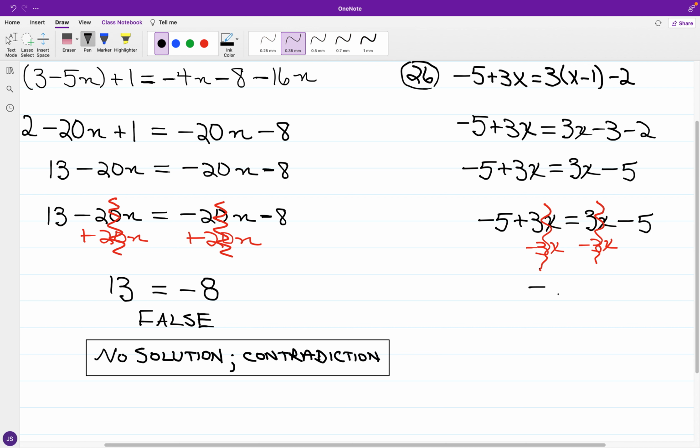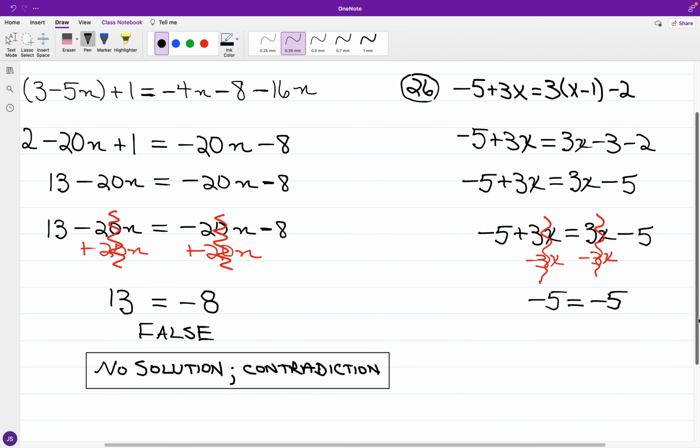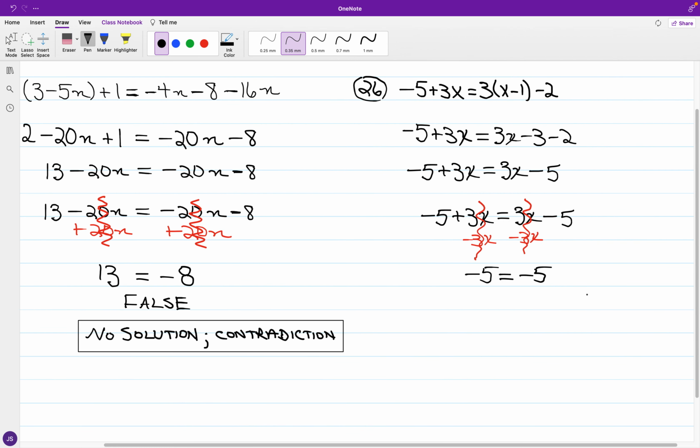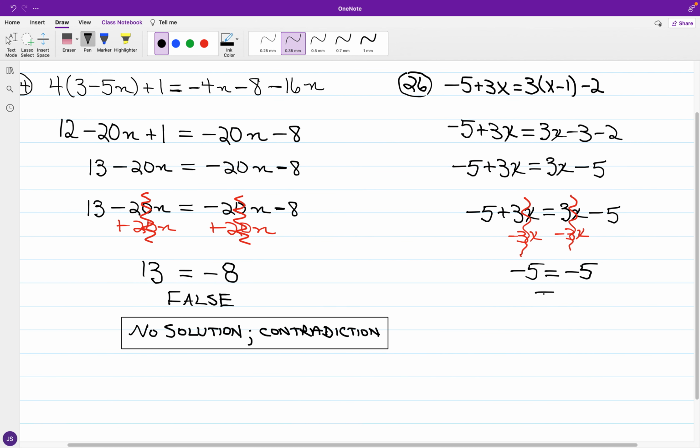And so left standing is that after the x terms are eliminated, we have numbers that are said to be equal to each other, where we have -5 is equal to -5. Now this statement is going to be true. What this is going to signal is that we're going to have an infinite number of solutions. So regardless of what you place for x, whether x is 0, or a positive number or a negative value, you're going to have both sides of the equation ring true.